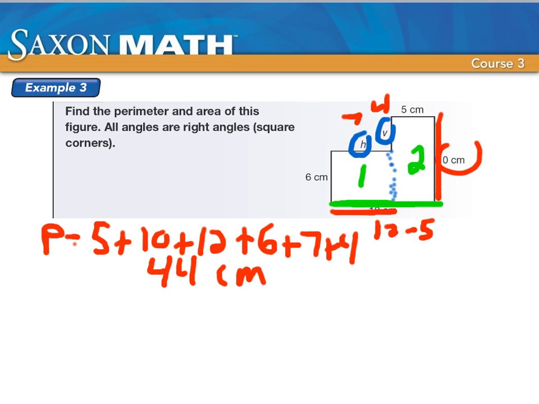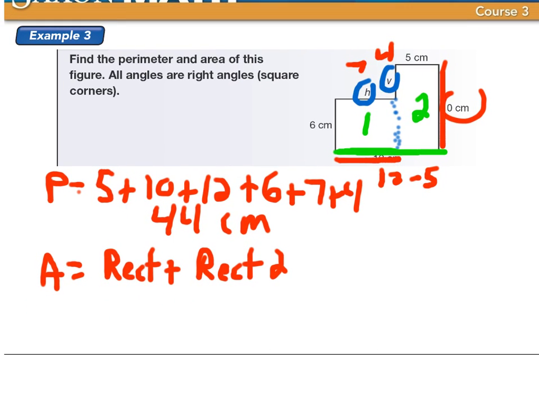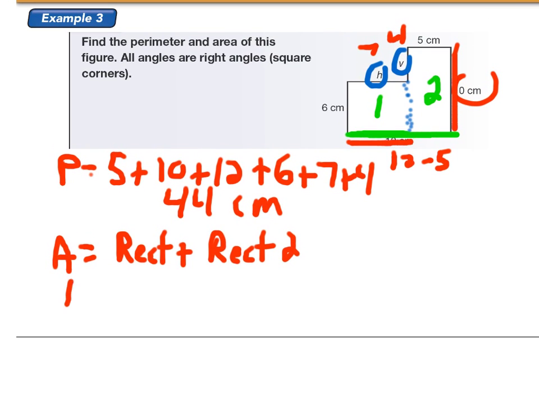Alright, now we got to find the area. Well, to find the area of the whole thing, I need to add the area of rectangle 1 plus rectangle 2. Alright, so I got to find the area of each of those rectangles. Well, I can find the area of rectangle 1 because I know the length and the width. So let's do the area of rectangle 1. The length is h, and h was 7, times the width, right here, that's 6.